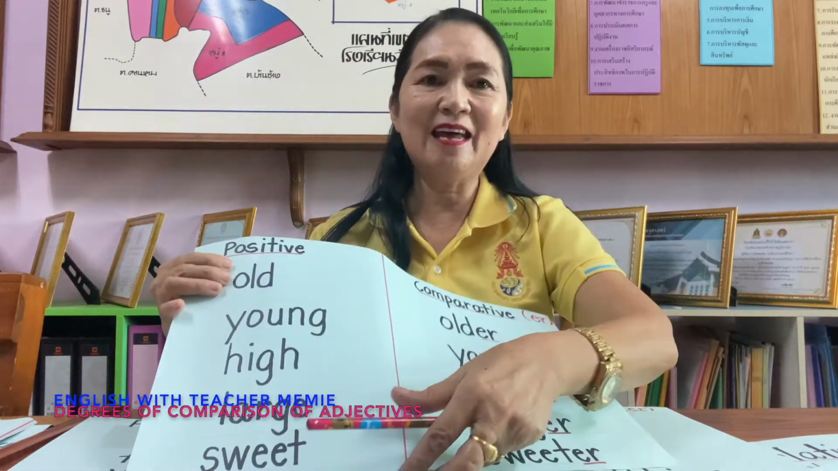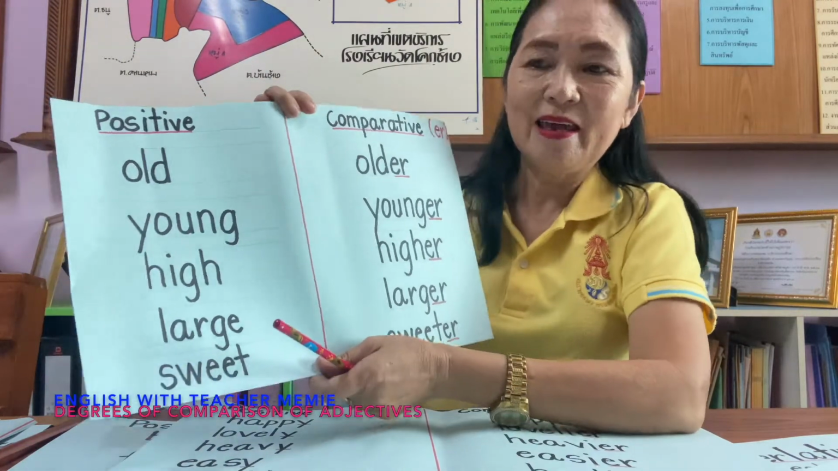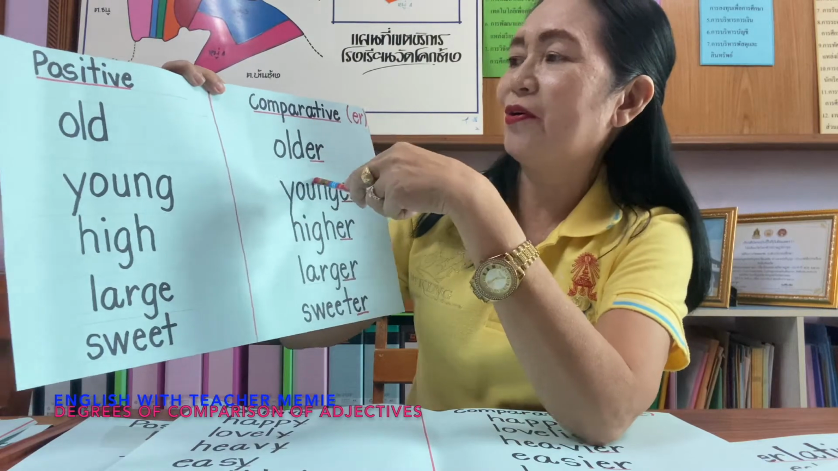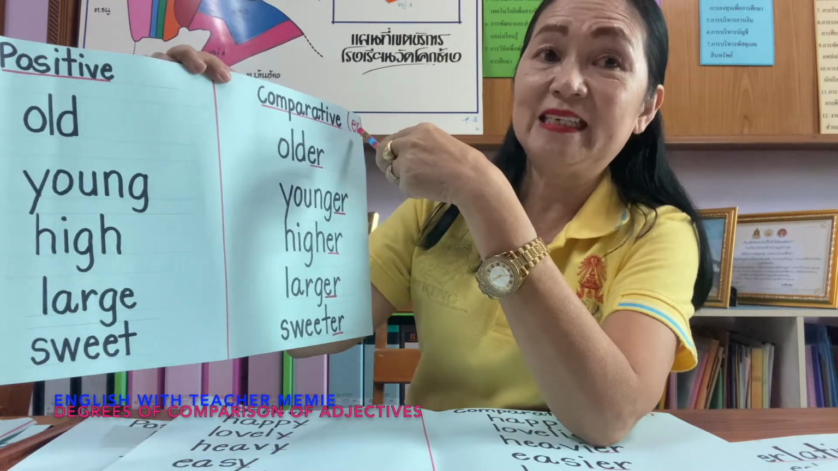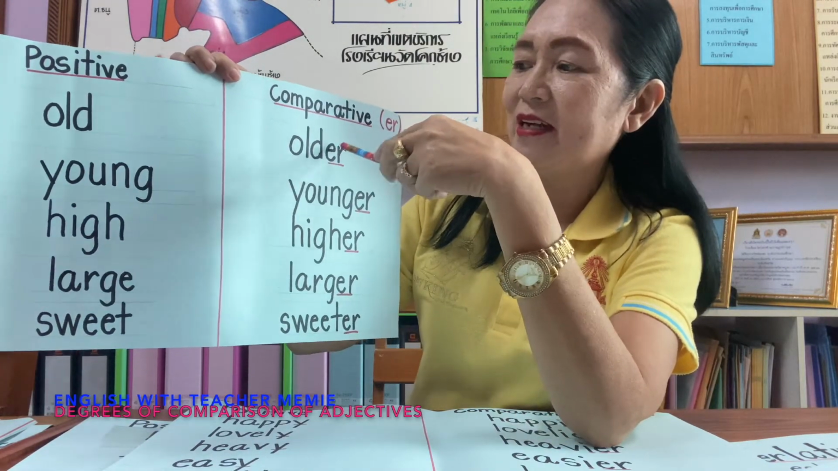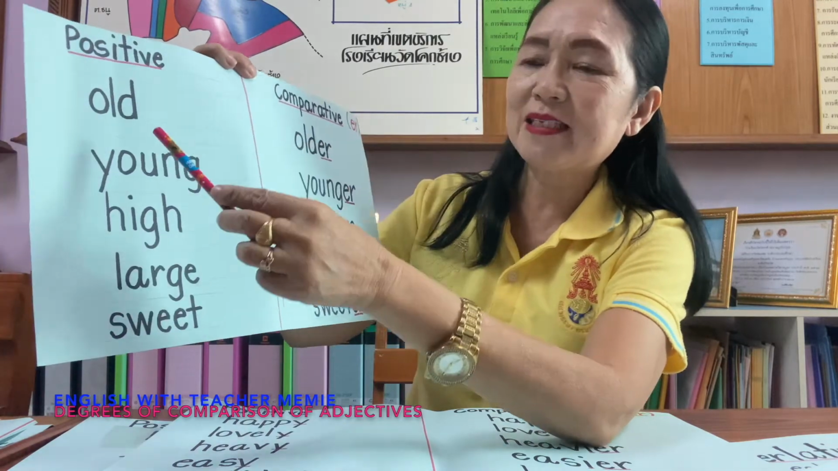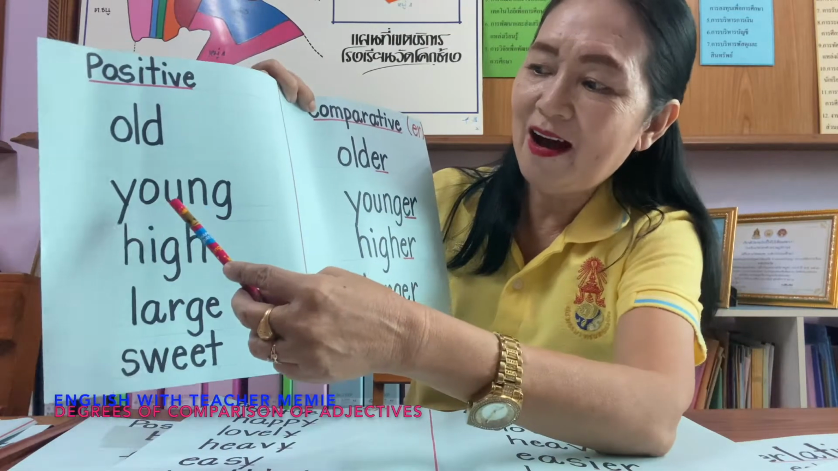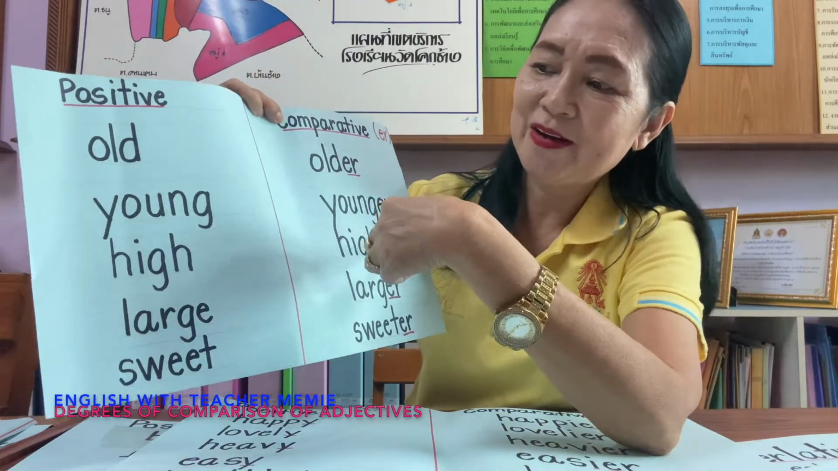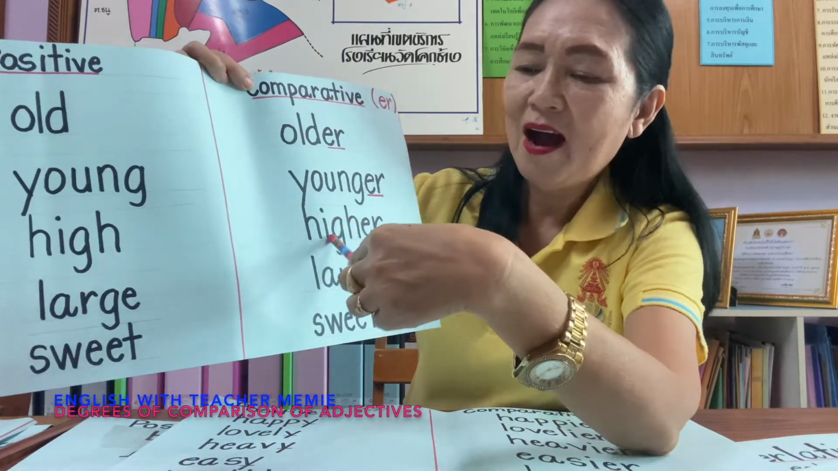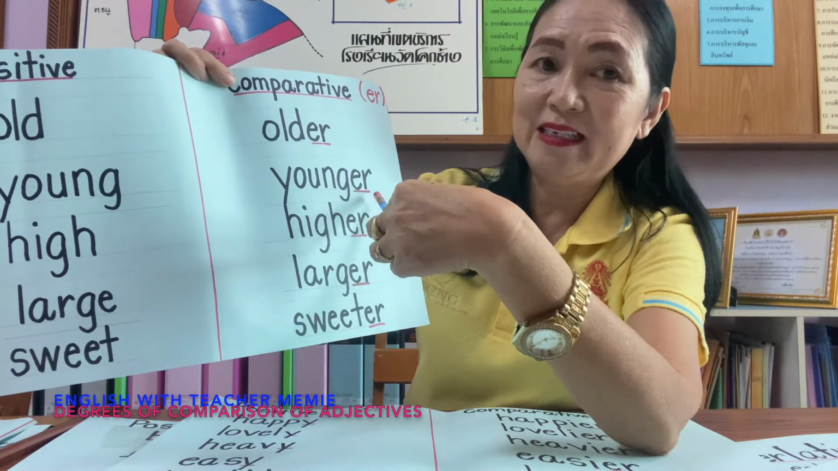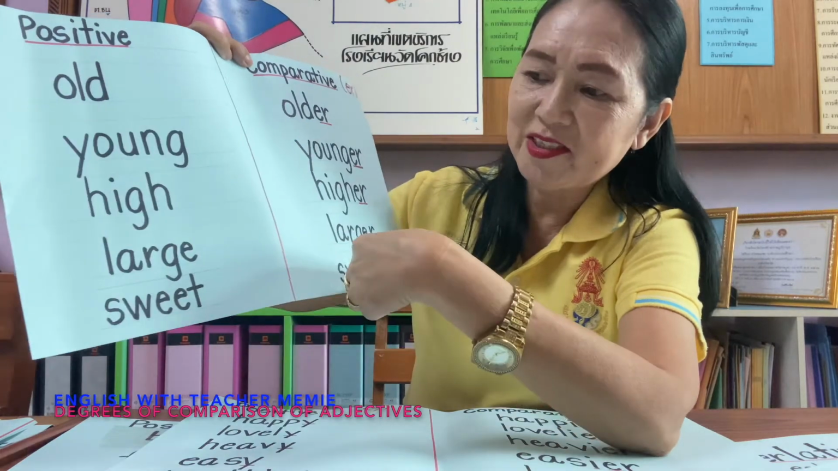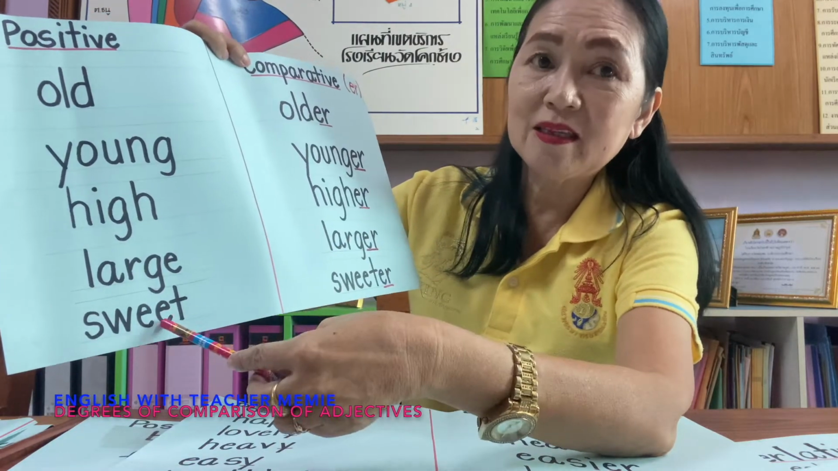Let us have here examples of positive. Old, older. In comparative, you just add ER, two letters. Next, young, younger. High, higher. So you just add ER. Large, larger. Sweet, sweeter.